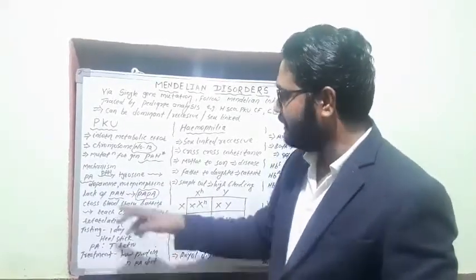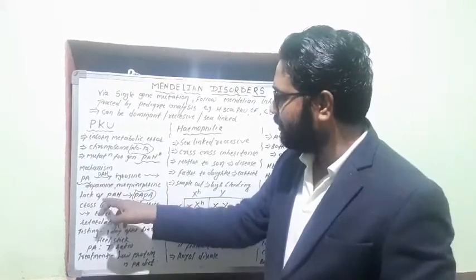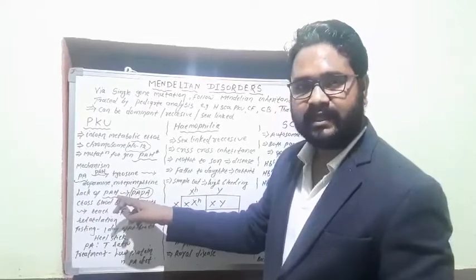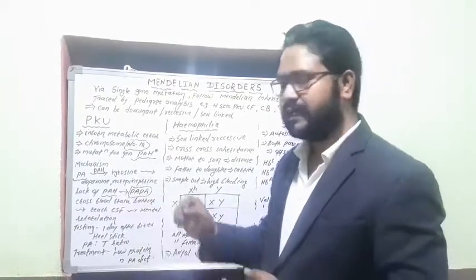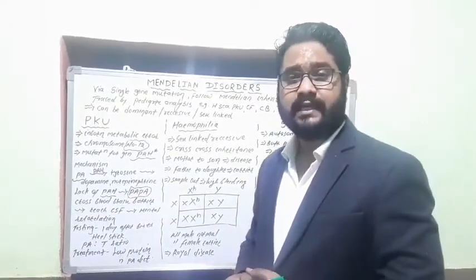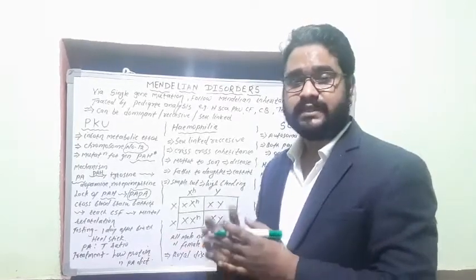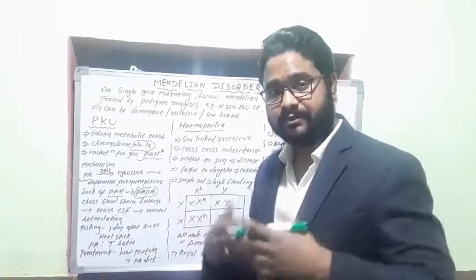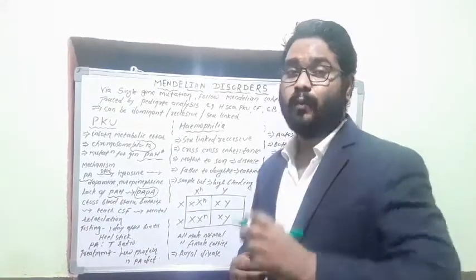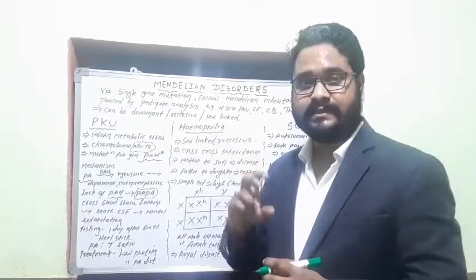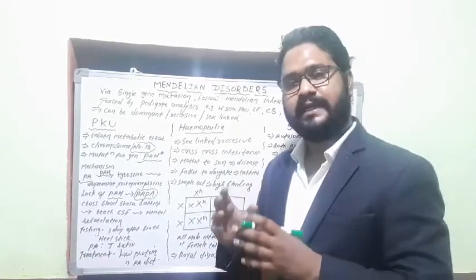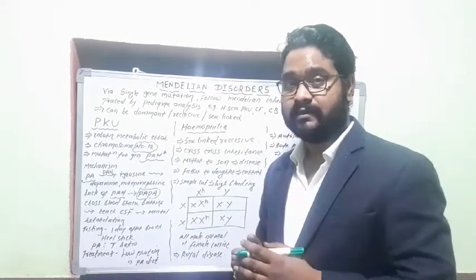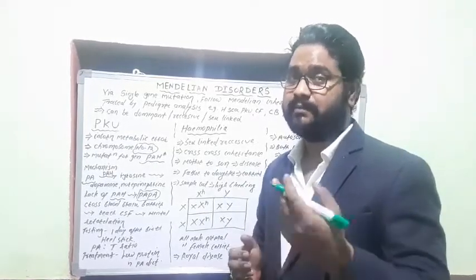So what happens? Due to lack of the enzyme phenylalanine hydroxylase, phenylalanine gets converted to phenylpyruvic acid, because it is not converted to tyrosine, and this phenylpyruvic acid gets accumulated inside the body. Now where is that deadly nature? It has the ability to cross the blood-brain barrier. That means it can reach the brain also.